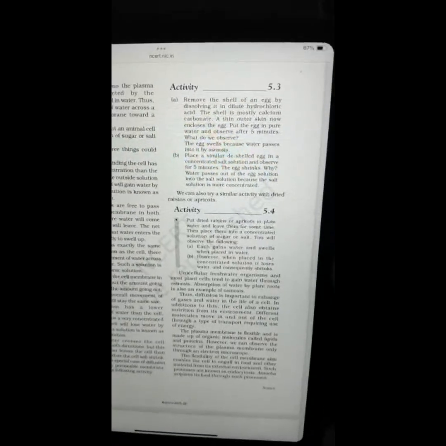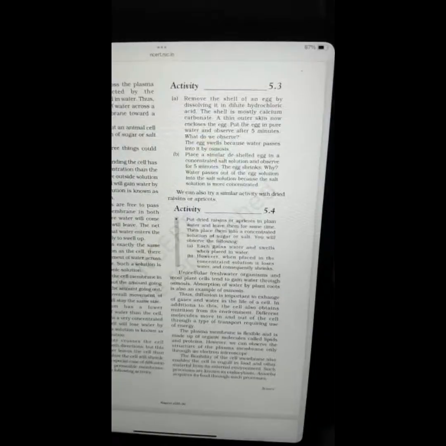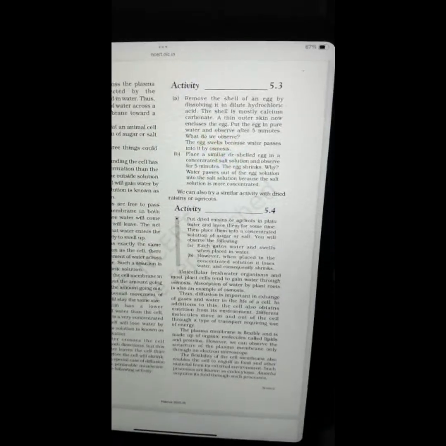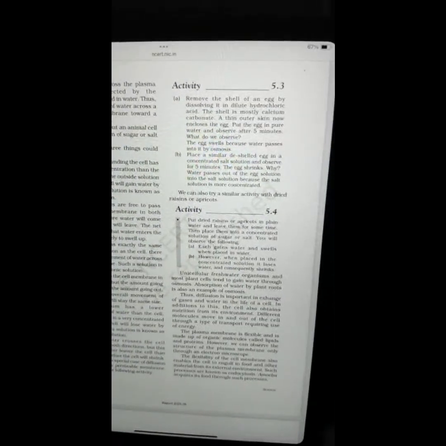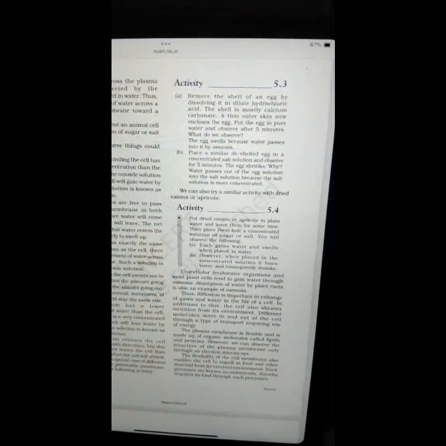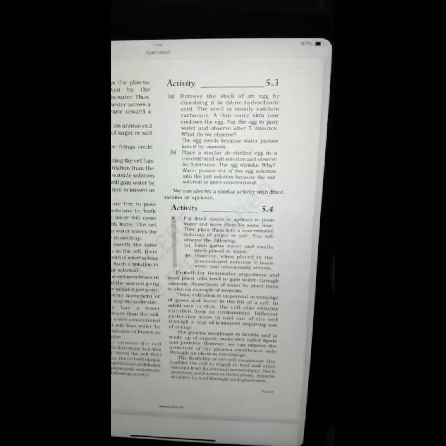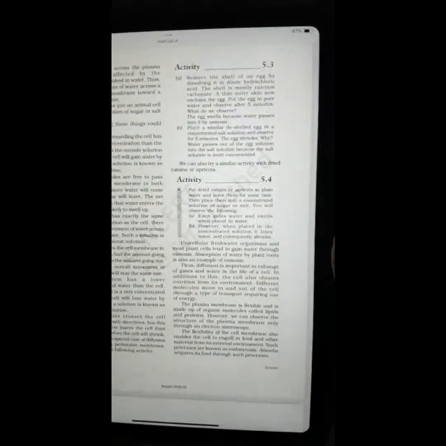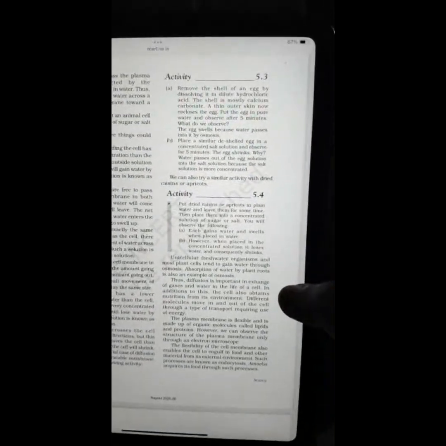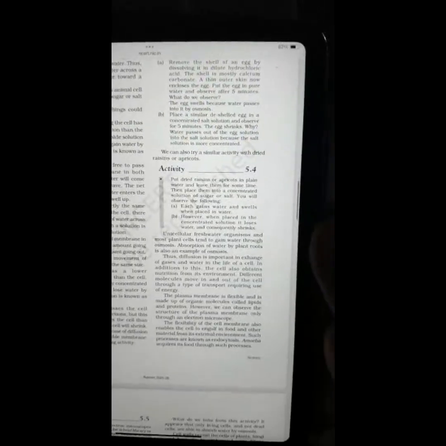B point. Place a similar de-shelled egg in a concentrated salt solution and observe for 5 minutes. The egg shrinks. Why? Water passes out of the egg into the salt solution because the salt solution is more concentrated. We can also try a similar activity with dried raisins or apricots.